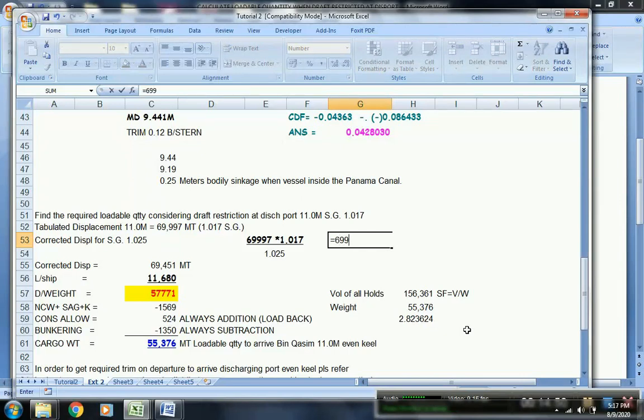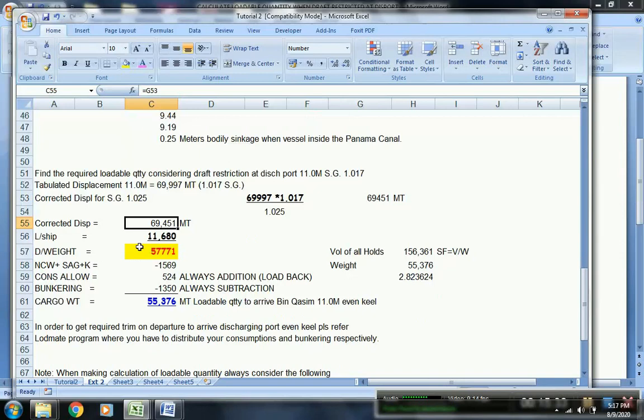69997 multiplied by 1.017, open and close parenthesis, then divide by 1025, the constant. Then the answer is the corrected displacement. Enter. So this is the corrected displacement, 69,451. So the light ship is 11,680. So the deadweight, cargo deadweight is 57,771. So all onboard weight should bear a sign of negative.